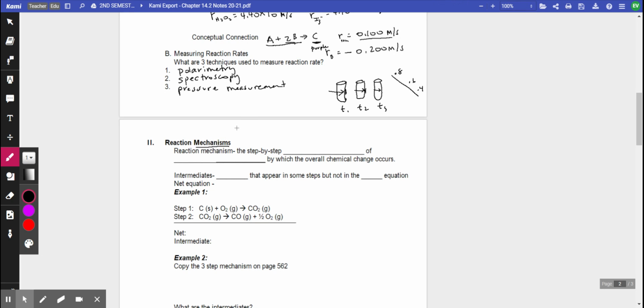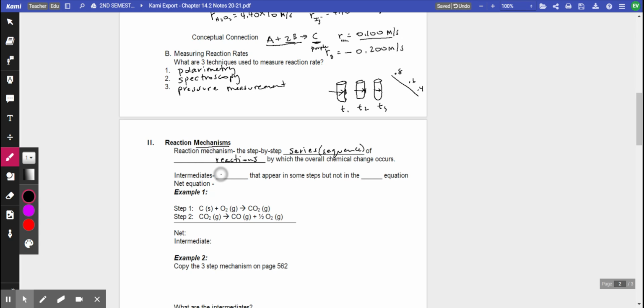So reaction mechanism, it's the step-by-step series or sequence of reactions by which the overall chemical change occurs. So down here you see step 1 and step 2. These different steps are the mechanism of the net reaction. We'll get to that in a second.